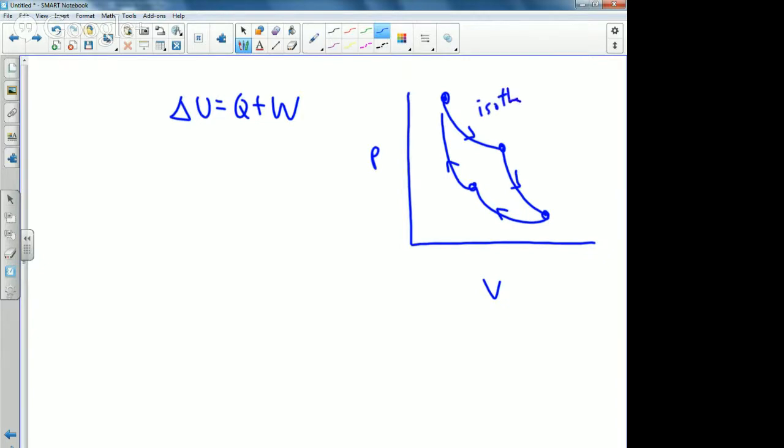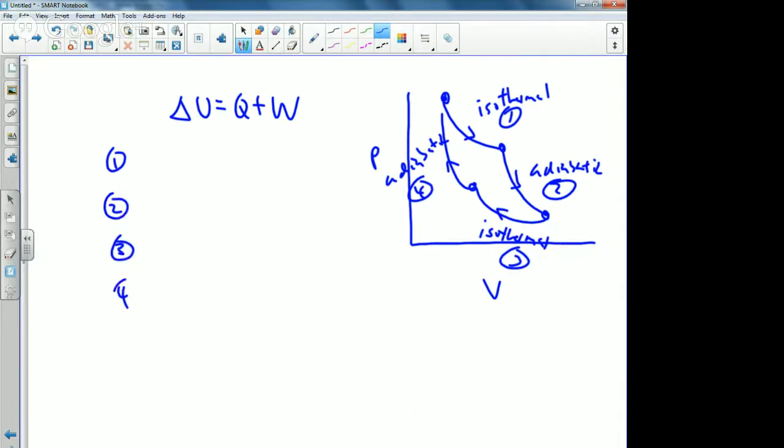Isothermal, adiabatic, isothermal, adiabatic. Okay. 1, 2, 3, 4.